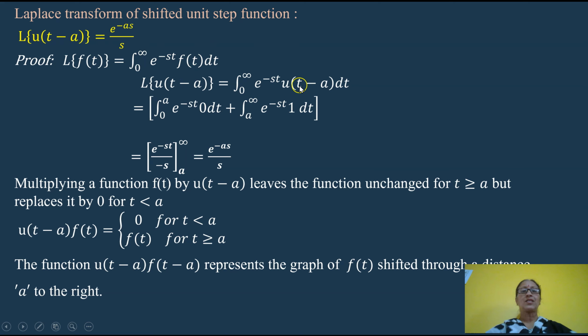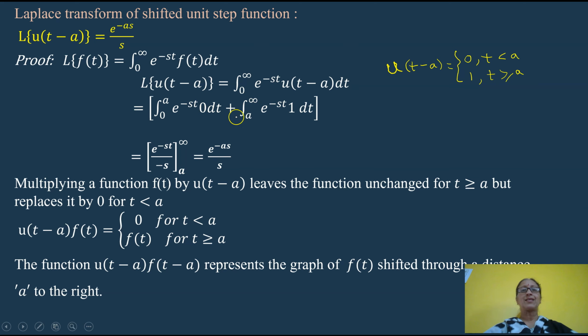Then according to the definition of the shifted Heaviside function, u of t minus a equals 0 when t is less than a and 1 when t is greater than or equal to a. This is the definition of the shifted Heaviside function. So we can split this integral from 0 to infinity as 0 to a and a to infinity.